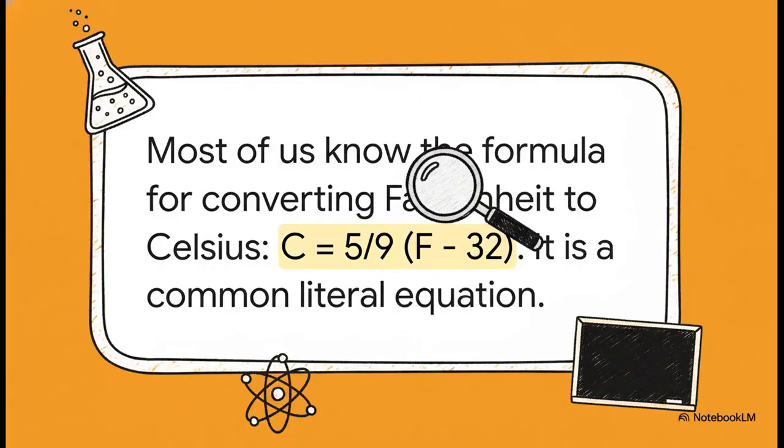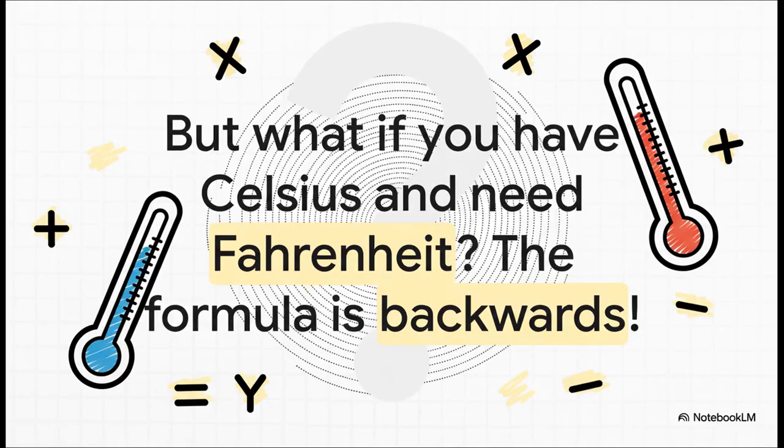I'm sure you've seen this one before, probably tucked away in a science class. It's the official, tried-and-true formula for converting a temperature from Fahrenheit over to Celsius. For our purposes, let's think of this as our first clue. And there it is. That's our big mystery.